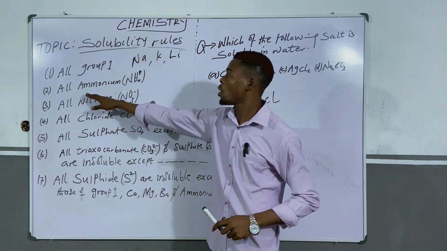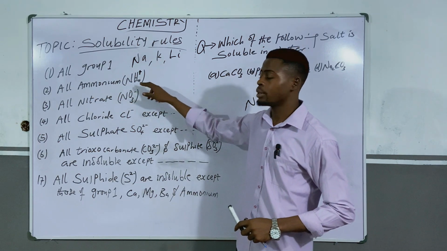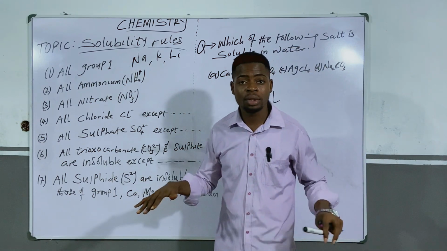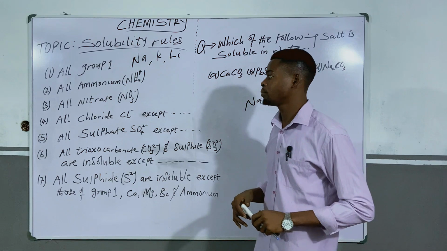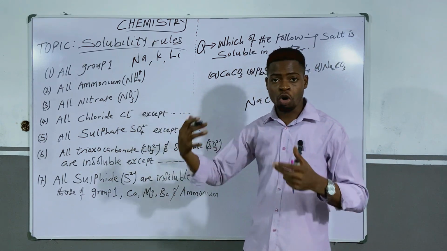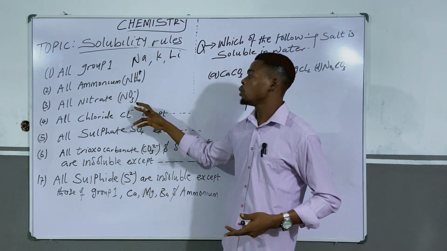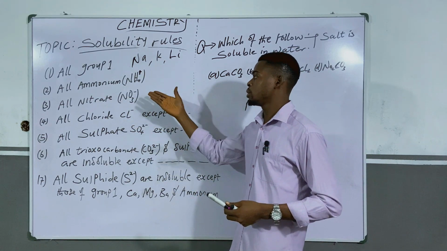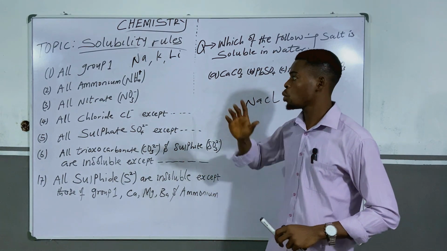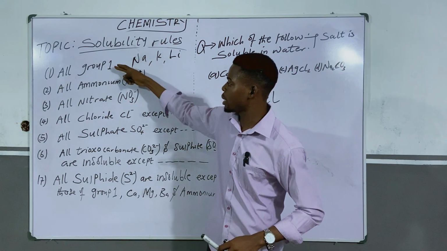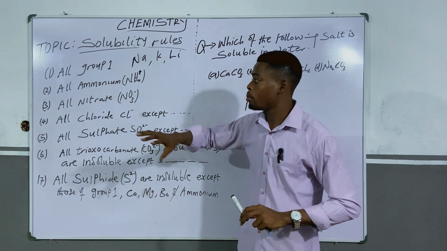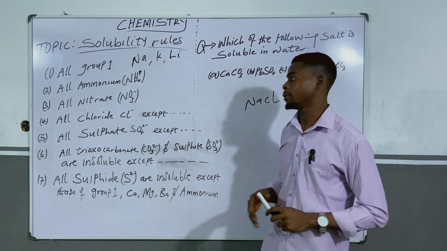Then number 2, we have all ammonium compounds. When you have a compound with the ammonium ion, they are all soluble in water without exception. Then rule number 3, all nitrates, that is a compound or a salt with NO3. When you have a compound with this ion, they are all soluble in water without exception. So for numbers 1, 2, and 3, there is no exception. All their compounds are soluble in water.